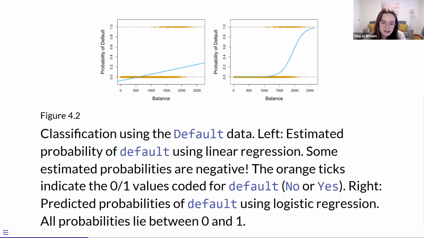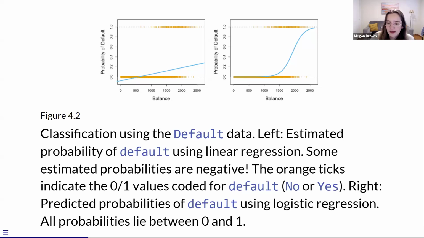the default data set. The default data set has a binary variable called default. That's yes or no, whether someone would default on their credit card payment. And then it has some other variables that we'll use later in the chapter for prediction. And on the left, you can see it with the linear regression. And on the bottom left of the chart, you can see if someone has a balance of 0 on their credit card payment, the probability of default is negative, which just doesn't really make sense. It isn't very meaningful. On the right is an example of the logistic regression.